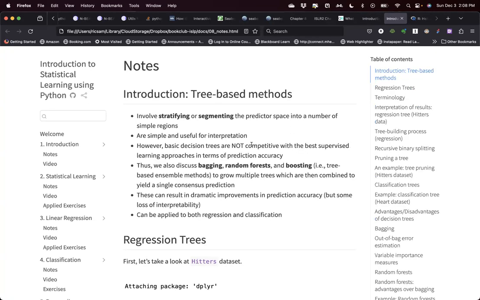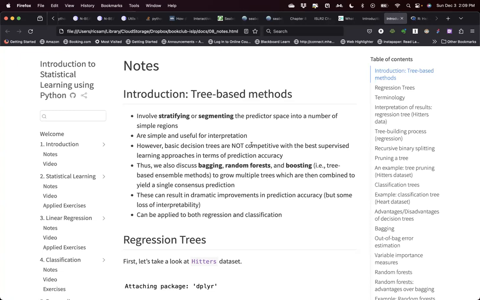Okay, so I basically copied most of the theory that I found in the same book but with the R version. And in the introduction, the tree-based methods, what they do is that they stratify or segment. In other words, they chop off what is called the predictor space, and you will see it in a plot, what I mean by that, into a number of regions. Those regions are going to be the basis for our predictions.